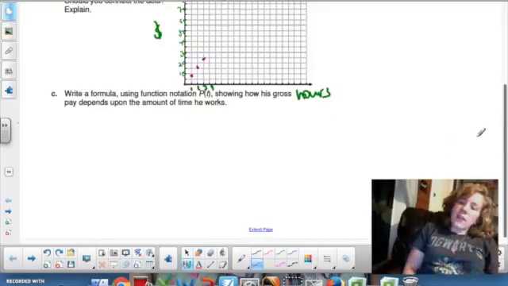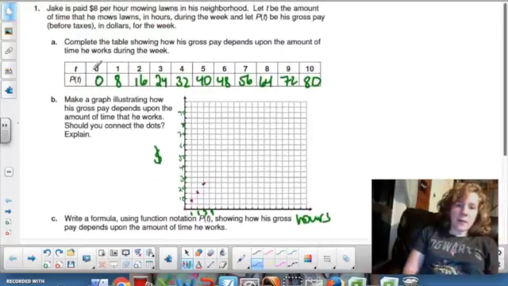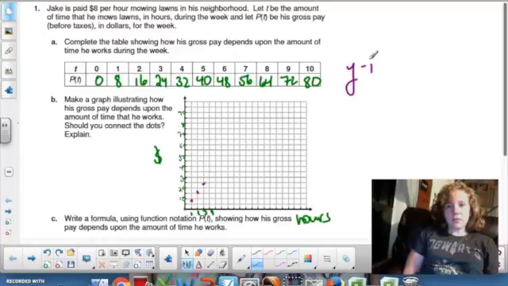So to figure this out, we could look at our table and find our y-intercept by looking at when my x is 0, what is my y? Well, it's 0. So that means my y-intercept is 0. I can also see that on the graph.